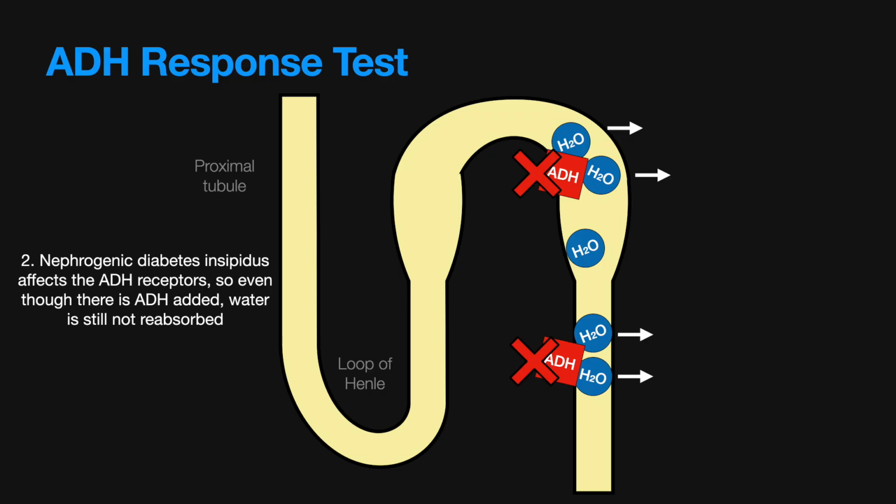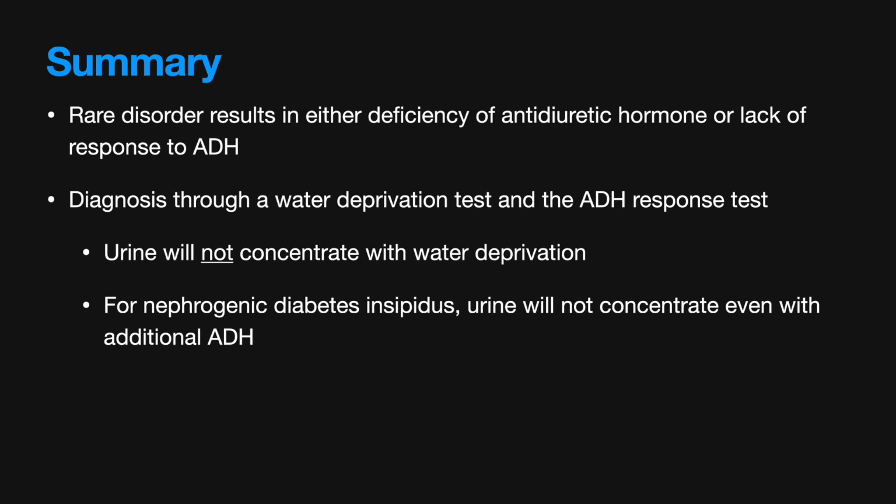For nephrogenic diabetes insipidus, the kidney's response to ADH is still impaired no matter how much ADH we give that animal. Therefore, water is still not going to be reabsorbed properly, and the urine remains hypotonic despite the animal's dehydration and the additional ADH. So to summarize, diabetes insipidus is a rare disorder that results from either deficiency of antidiuretic hormone or a lack of response to antidiuretic hormone.